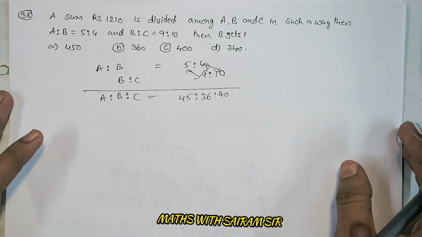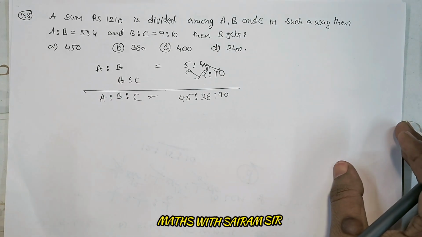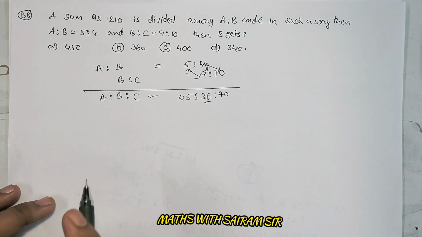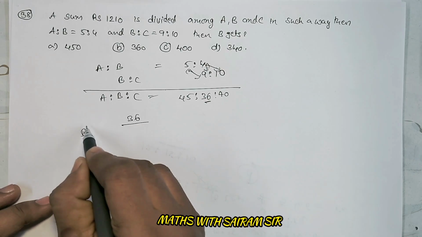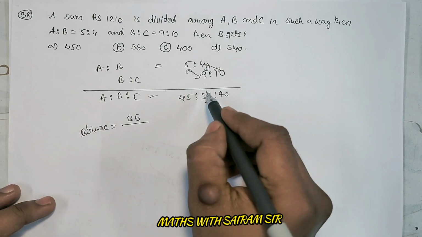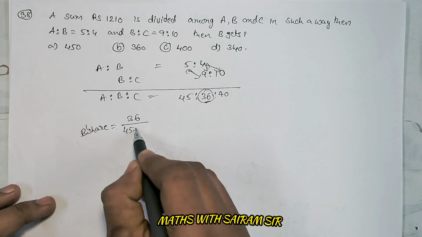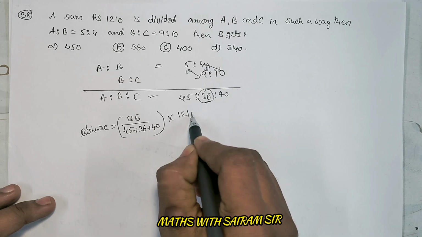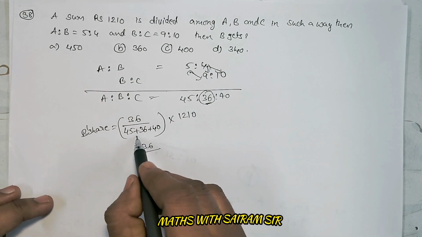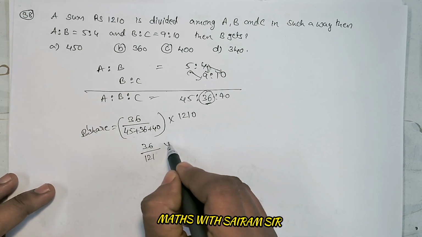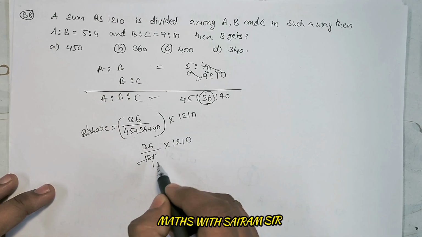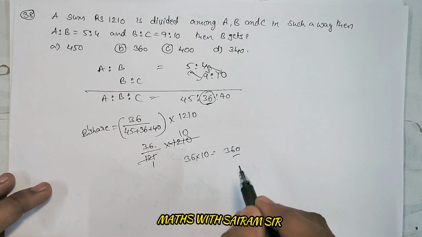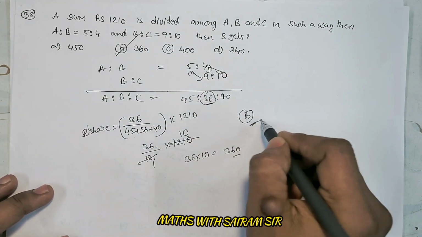Now we are asked to find how much B gets. So here B means 36. So B's share is equal to, in the ratio, B's term 36 by the sum of the ratio terms, that is 45 plus 36 plus 40, into the total amount 1210. So 36 by, adding all this, you get 121, into 1210. 121 into 10s, so 36 into 10 is 360. So what is B's share? That is 360. Option B is the correct answer in this case.